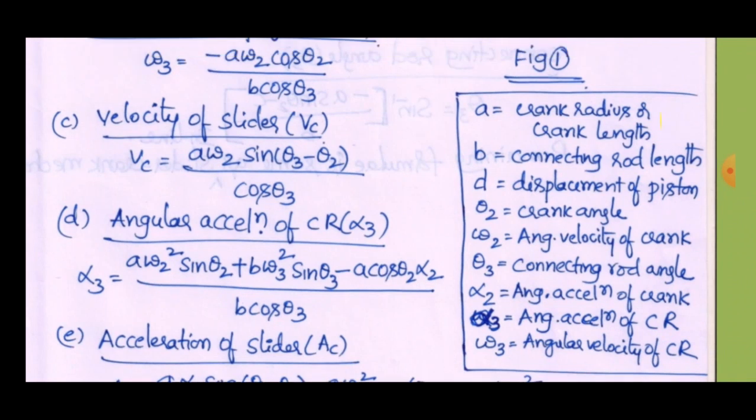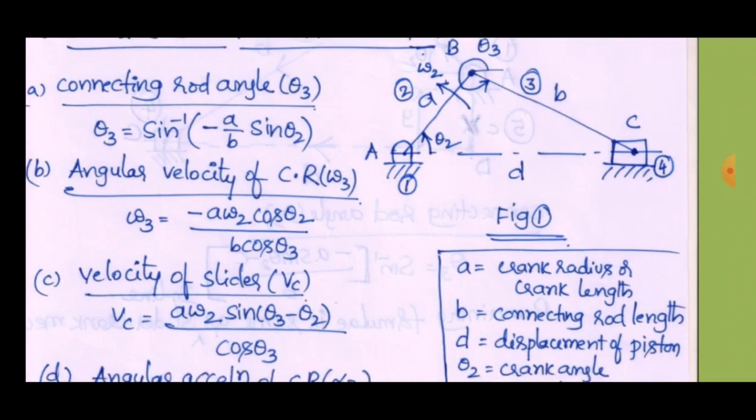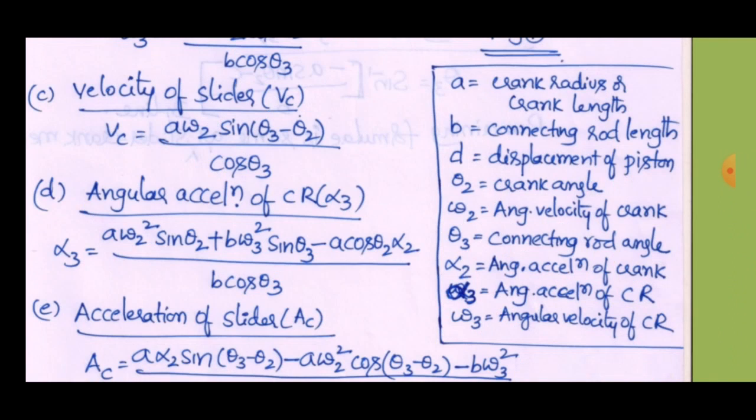Next, in the figure I can see theta 3. So theta 3 is the connecting rod angle. If I differentiate theta 3 with respect to time, I get omega 3, that is angular velocity of connecting rod. If I differentiate omega 3 with respect to time, I get alpha 3, which is the angular acceleration of the connecting rod. And if I differentiate omega 2 with respect to time, I will get alpha 2, that is the angular acceleration of the crank.